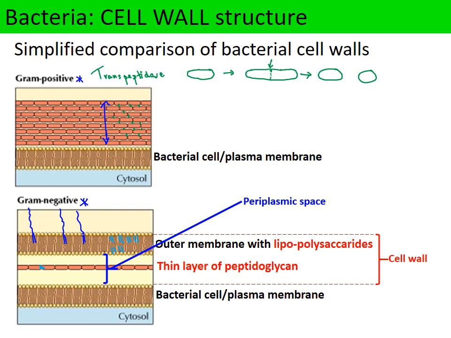Now obviously penicillin's not really having much of an impact on gram-negative bacteria, because penicillin cannot readily get through the lipopolysaccharide membrane, and we know penicillin would actually impact upon formation of this thin layer of peptidoglycan, but if it can't get to that periplasmic space, then gram-negative bacteria are not going to be affected by penicillin. So penicillin cannot penetrate that layer.